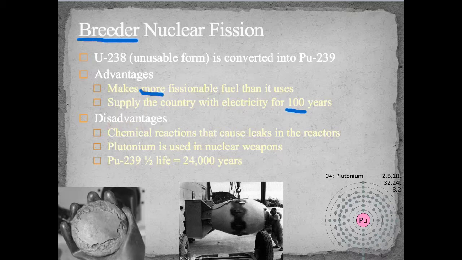But the disadvantages of using a breeder are that the chemical reactions can cause leaks in the reactor, which is not good. And then plutonium is made in this, and plutonium is used in nuclear weapons. And plutonium has a half-life of 24,000 years, which means it takes 24,000 years for the nuclear waste used in this reactor to decay by half. So it takes a long time for the nuclear waste to go away.